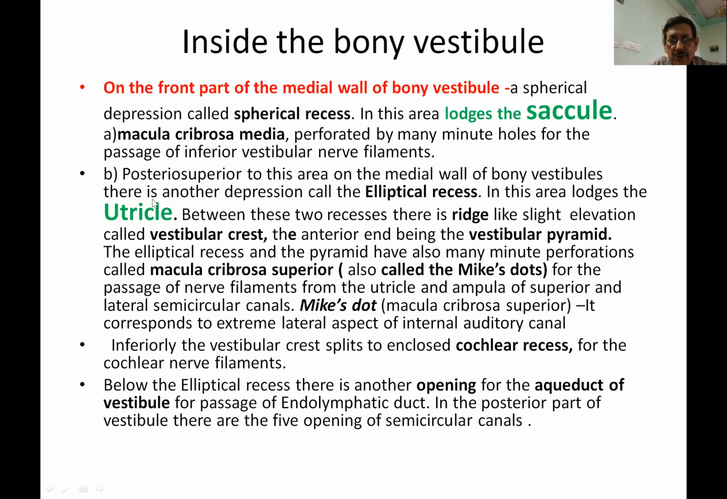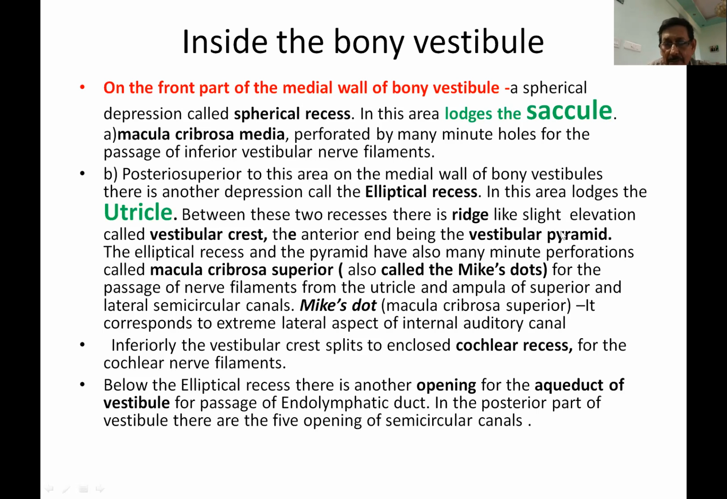In the posterior superior portion of the medial wall of the bony vestibule, there is another depression called the elliptical recess. This area lodges the utricle. Between these two recesses, the spherical recess anteriorly and the elliptical recess posteriorly, there is a slight elevation called the vestibular crest, with its anterior end being the vestibular pyramid.